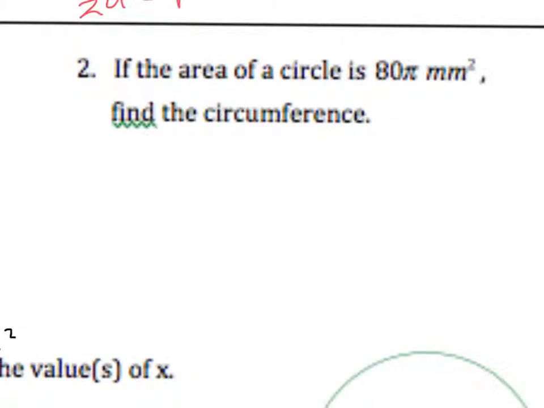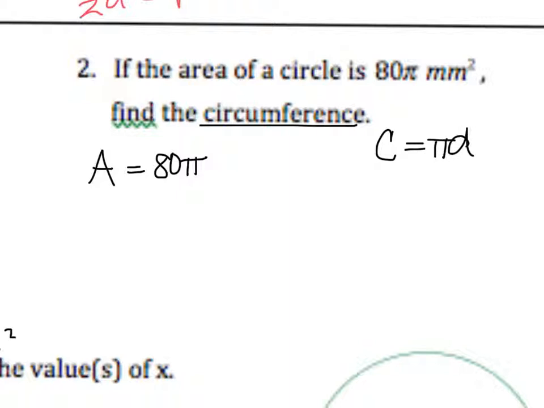Okay, number 2, if the area of a circle is 80 pi millimeters squared, find the circumference. So, okay, I know that the area equals 80 pi, and then I want to find the circumference. So in order to find the circumference, I know cherry pies are delicious, so that equals pi times diameter. So I need to somehow find the diameter or find the radius because I know those two are related.